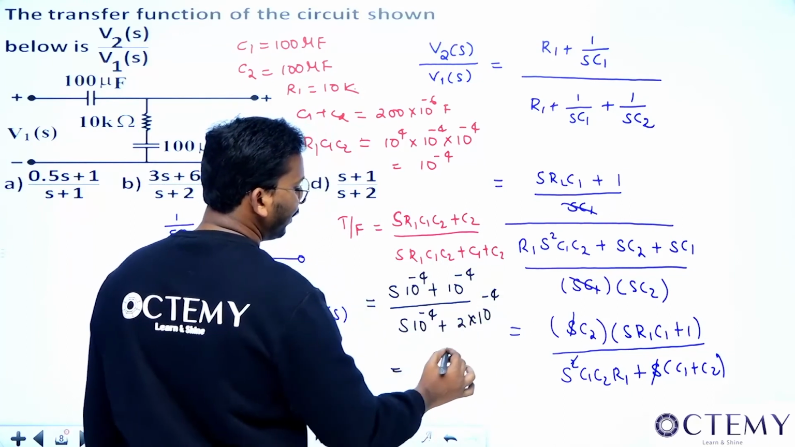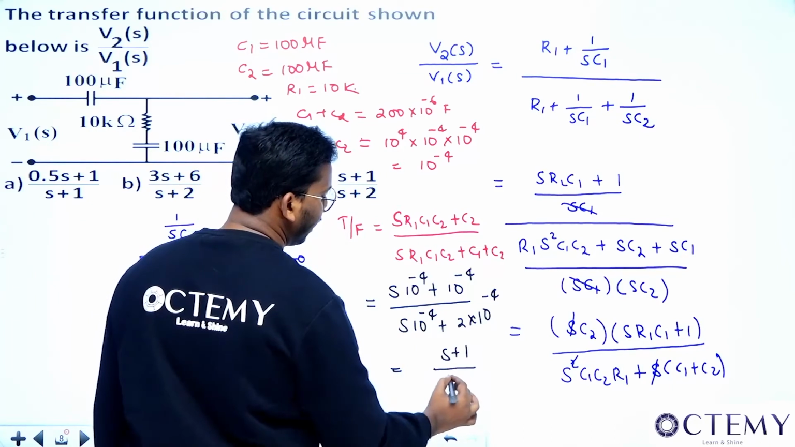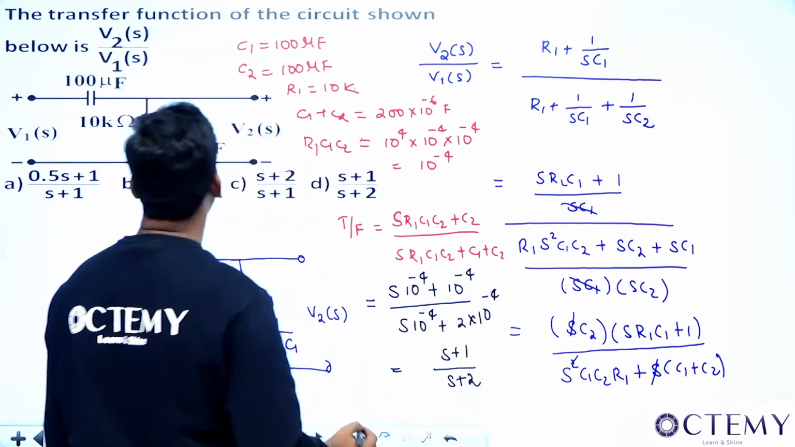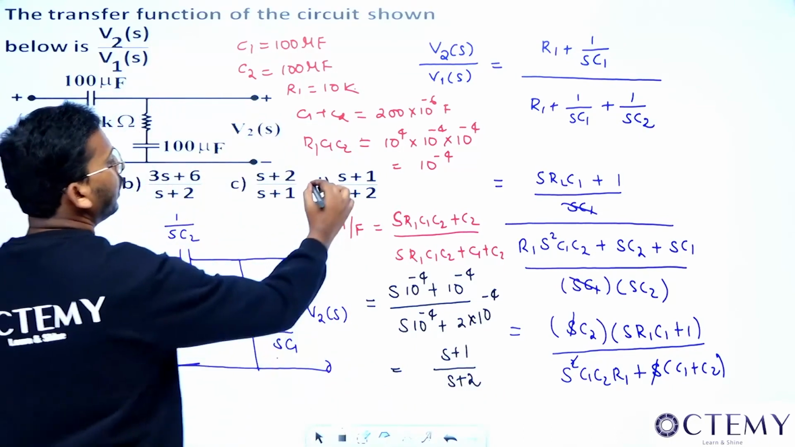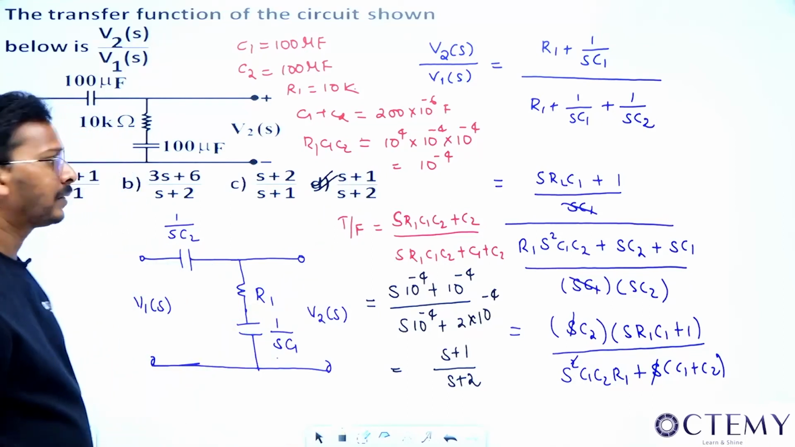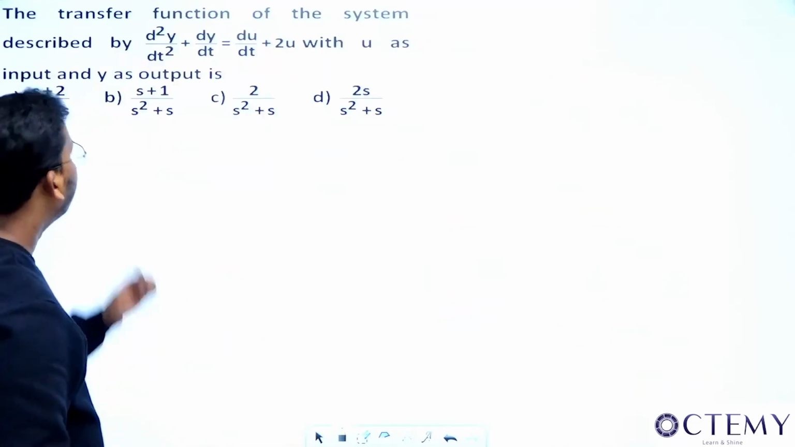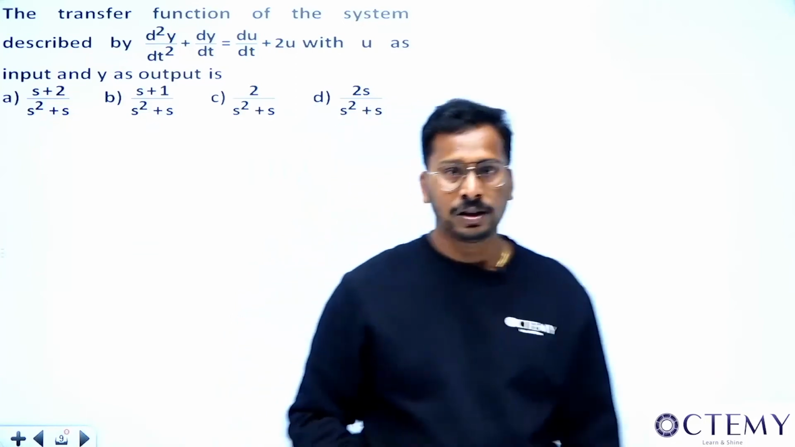So the final answer will become (s+1)/(s+2). So (s+1)/(s+2) is the right answer. Right? Very good. Now, if I go to the next question, see what he is saying in the next question.